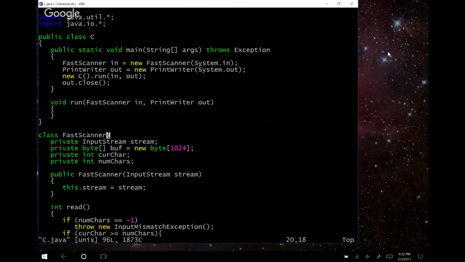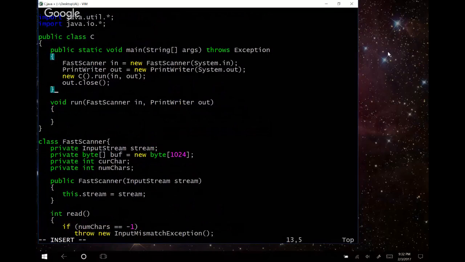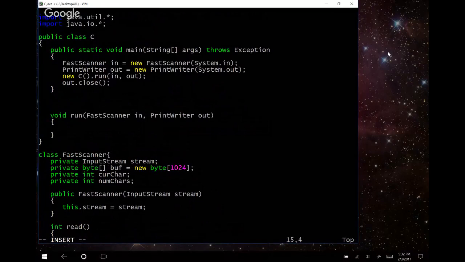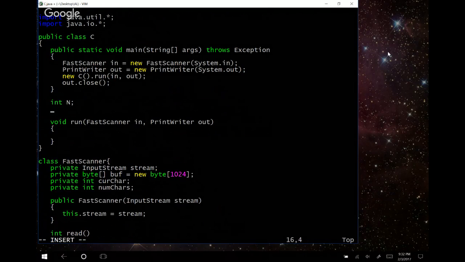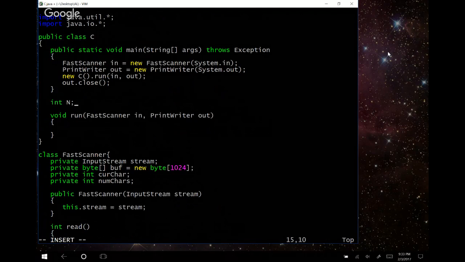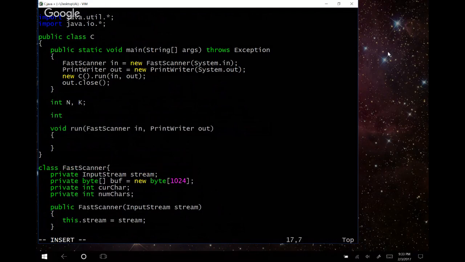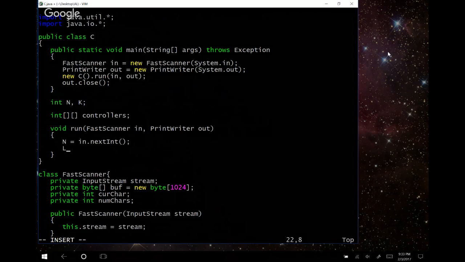Okay, so let's talk through this Robotic Cow Herd problem. Pull up the problem. Okay, so I have some number of parts that I'm going to read in and some target number for my cow. And every single type of part is described as microcontrollers. So I'll make an array of controllers. So it's an array of arrays. This array is going to be length n, and then it's going to have some space for every single part.